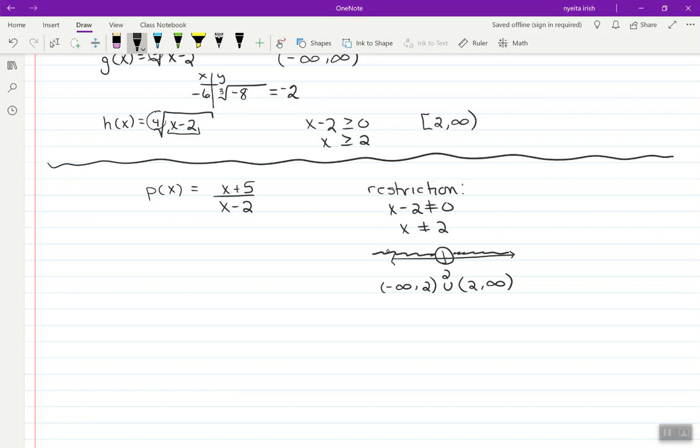Notice how you have two regions that you shaded in. You should have two intervals then in your domain. So that's your domain for that problem.